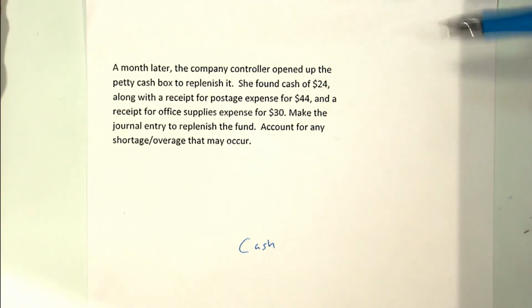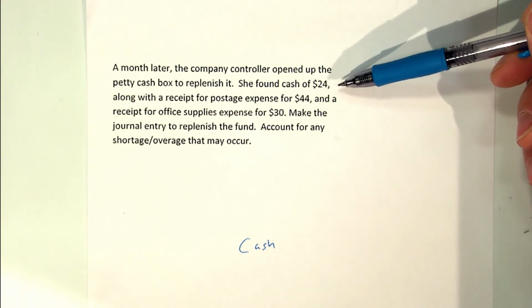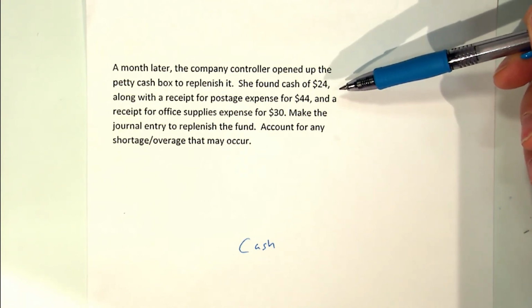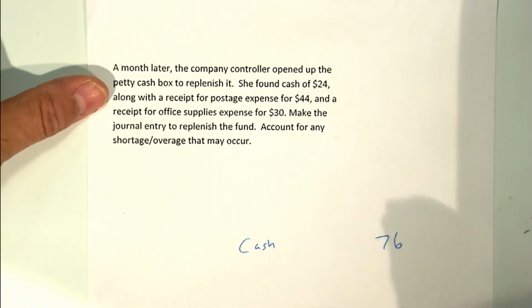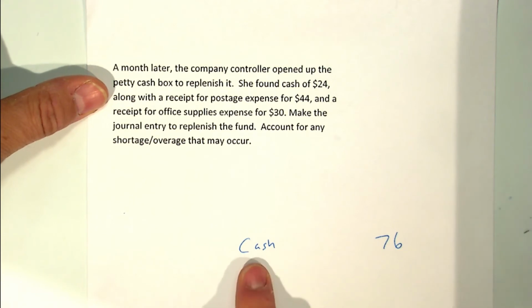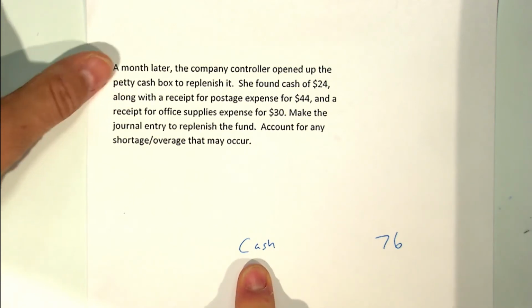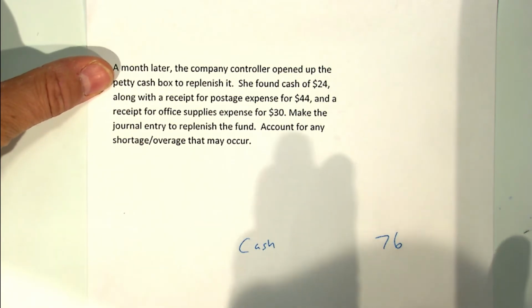So we established that fund for $100, right? How much cash is in there now? 24. So how much cash do I need to go from the bank and get to put in that box to bring it back up to 100? 76. 76, right? You with me? That's the first step, is how much cash do you need to put in? And I'm not crediting petty cash. I'm crediting cash. You can't replenish petty cash with petty cash.